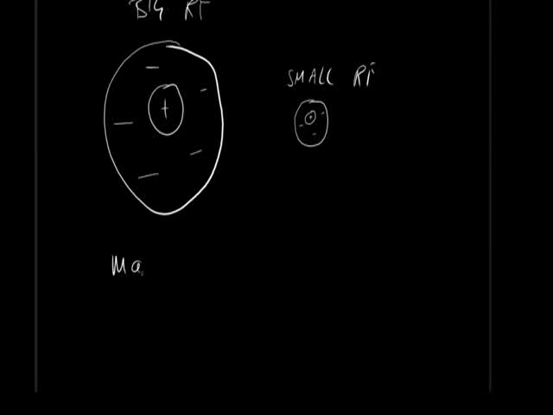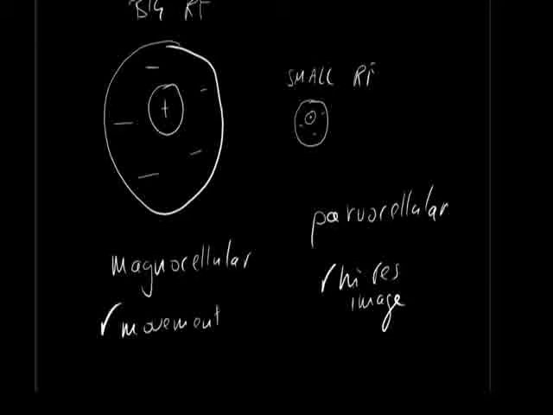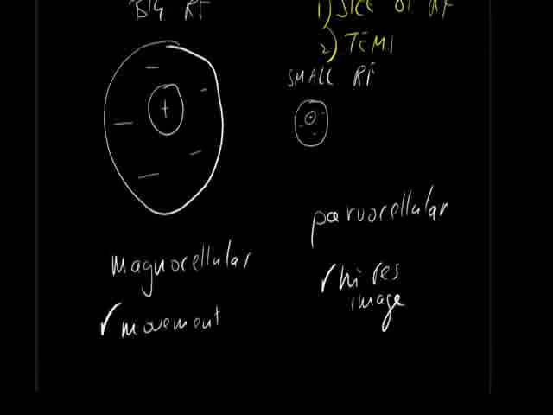These are called magnocellular, and these are called parvocellular. The parvocellular cells are good for high resolution images. The magnocellular cells are good for detecting movement because they've got a bigger field. But on top of that, we've got size of receptive field, and we've also got temporal contrast.